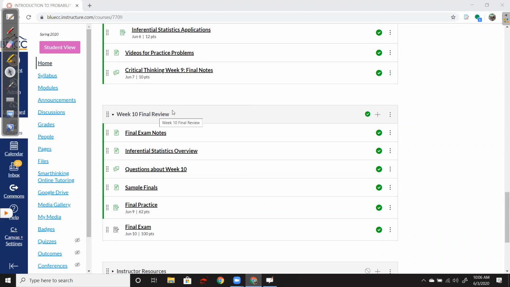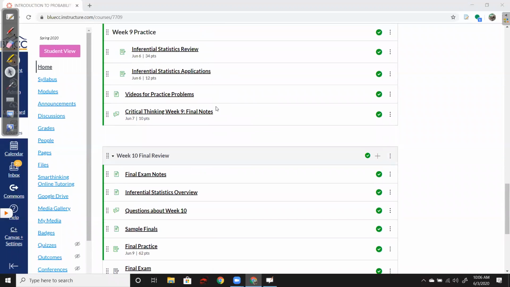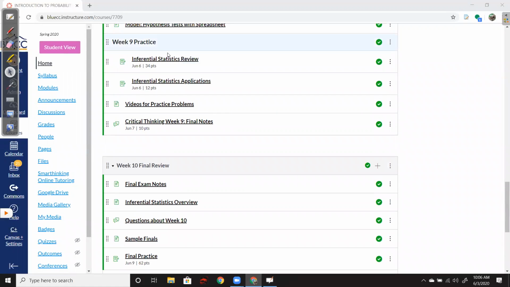Final exam is next week. The big things this week are getting done. There's basically just two practice sets, the one I call review and the one I call application. The applications are just a little harder, more detailed. And then the final notes is where you're going to write up, and this is super important.